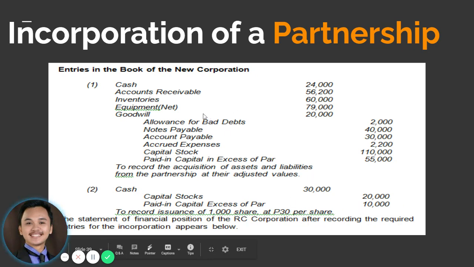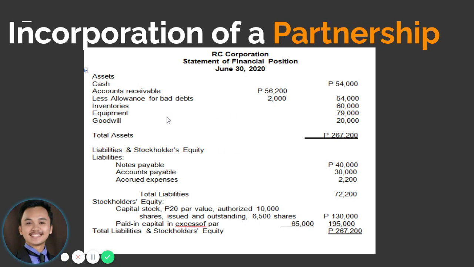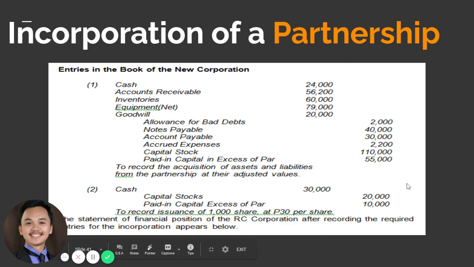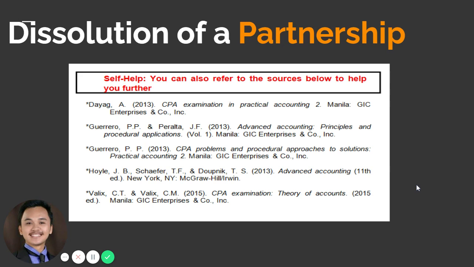So at this moment, there is no partnership anymore, but it paves the way to the incorporation of a corporation. So this is the financial statement of RC Corporation after the formation of the corporation. We have total assets of 267,200 and liabilities and stockholders' equity of 267,200 as well. This includes the 1,000 shares issued to the other incorporators aside from R and C. So that ends our discussion.